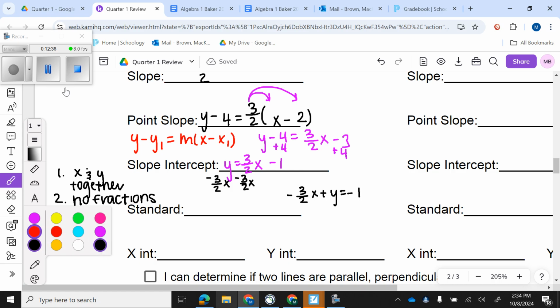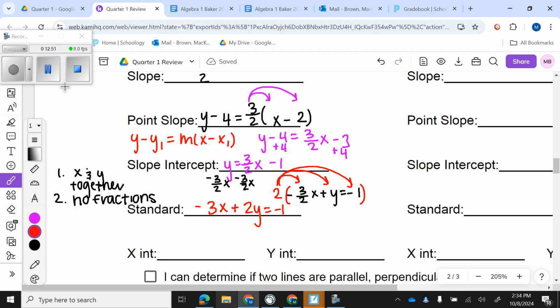They're not like terms. Now, to have no fractions, I'm going to multiply everything by my denominator, which is 2. And when I do that, I'm going to end up with a -3x plus 2y equals -1. All right, last thing it wants me to find, my x-intercept and my, I made a mistake, not a -1. That should be a -2.